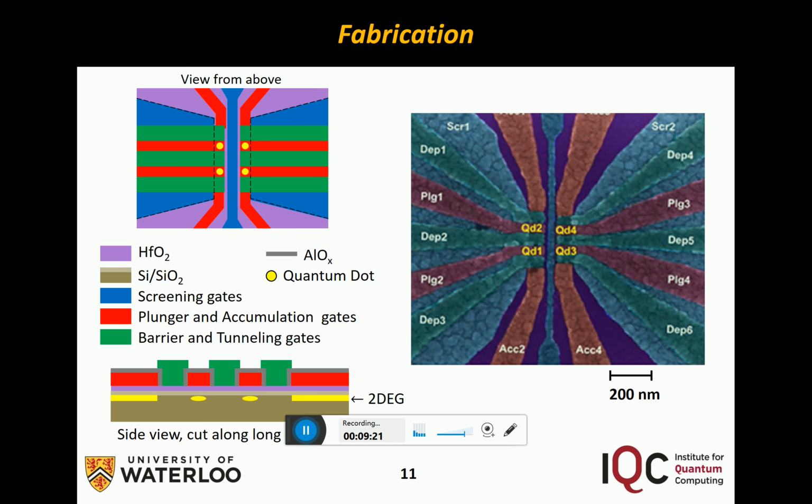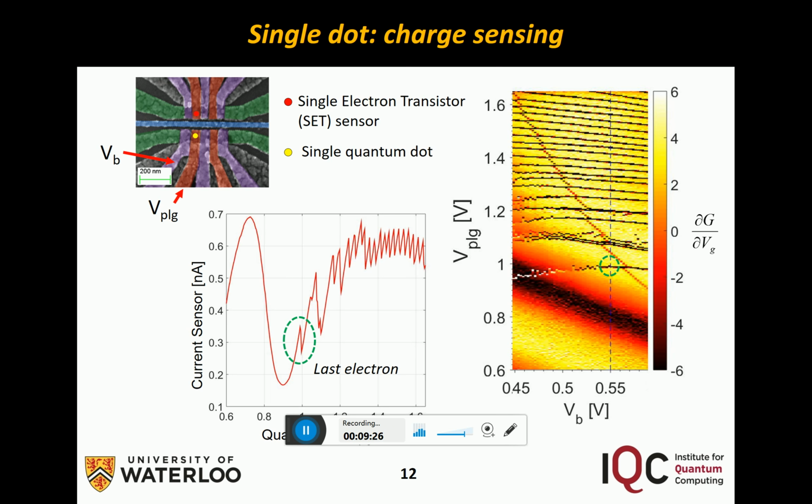I'm going to now move on to the measurement results. We'll start with charge sensing. The reason why charge sensing is important is because it's a non-invasive technique, and it also has high sensitivity. The way it works is that you're using a single electron transistor, or SET sensor, to detect changes in the electron occupancy of a single quantum dot that's nearby.